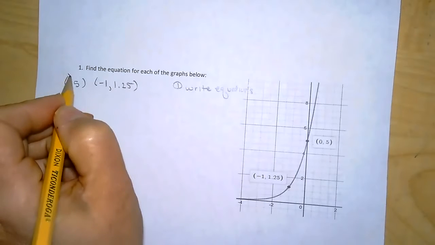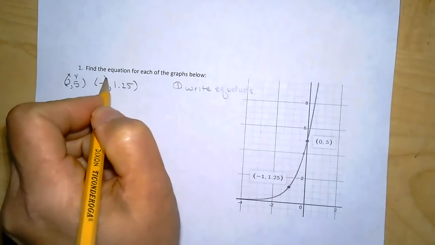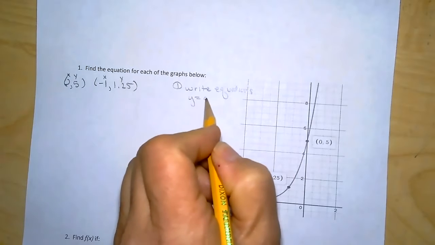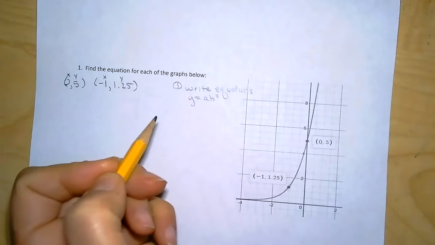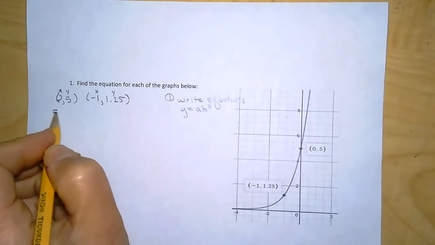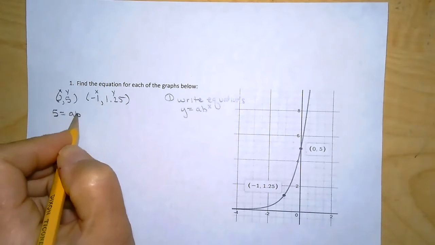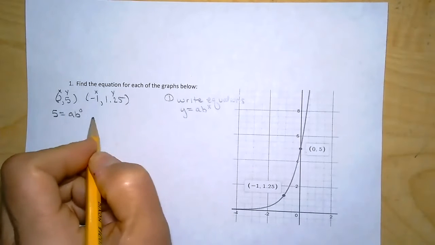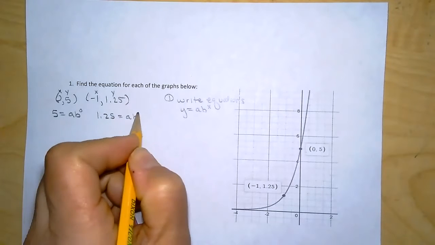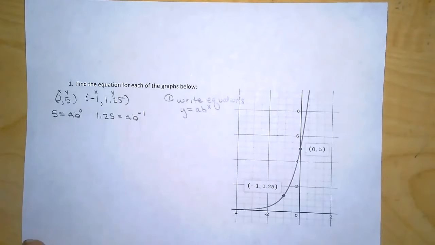So remembering that this is x and this is y, this is x and this is y, our equations are going to be in the form of y equals ab to the x power. So that means here I've got 5 equals ab to the 0 power. And here I have 1.25 equals ab to the -1.